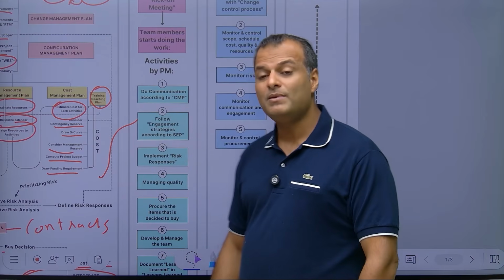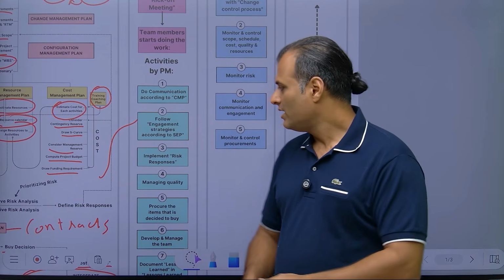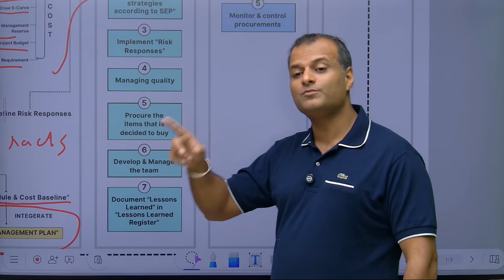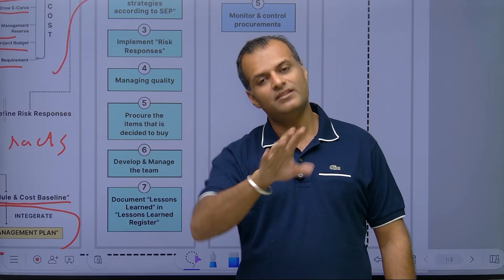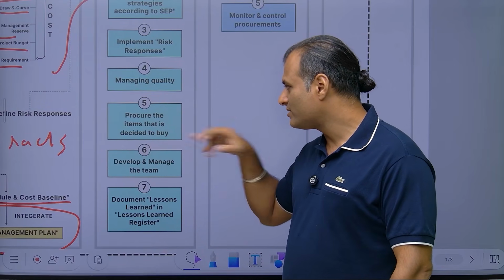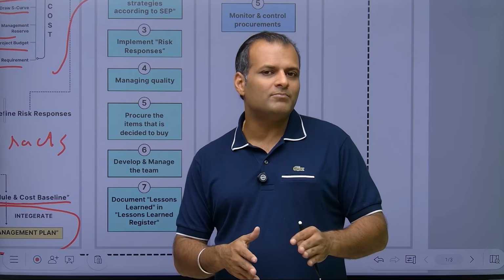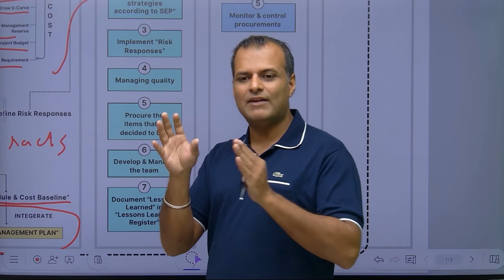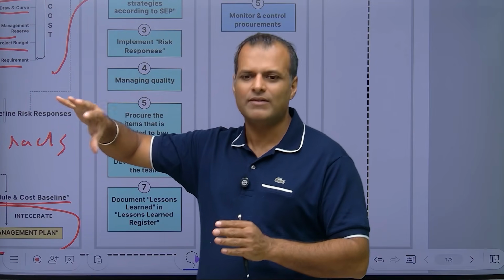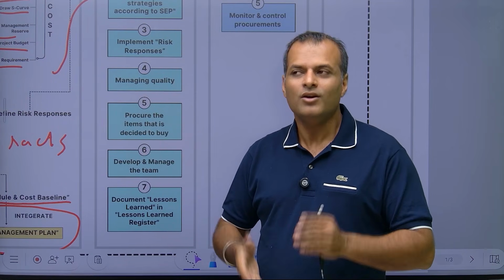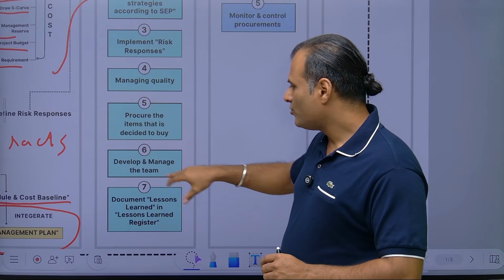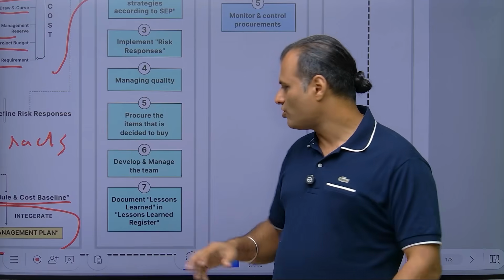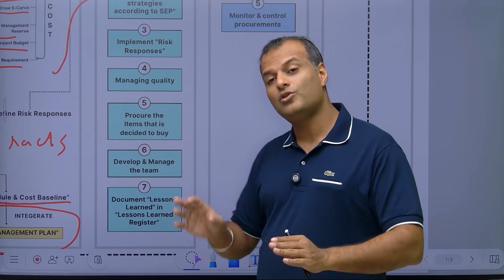Then I will implement risk responses. If any risk happens on the project, then I will implement those risk responses that I identified in the risk register. Then I will procure the items that were decided to buy. For example, in make versus buy, I decided that I will buy the crane, or rent it. Now I have to buy that crane or rent it, whatever. Then develop and manage the team, take them out, motivate them. If there are any conflicts, resolve those. And finally, you will document the lessons learned.